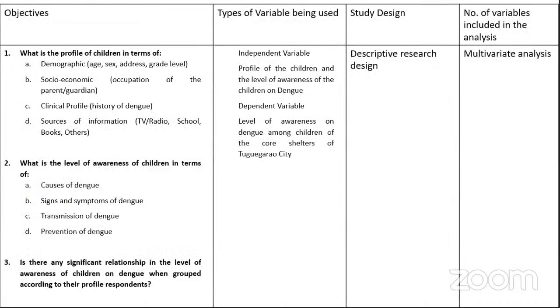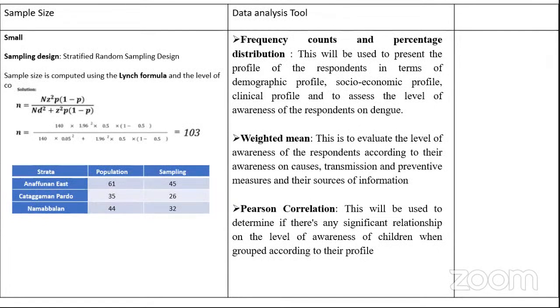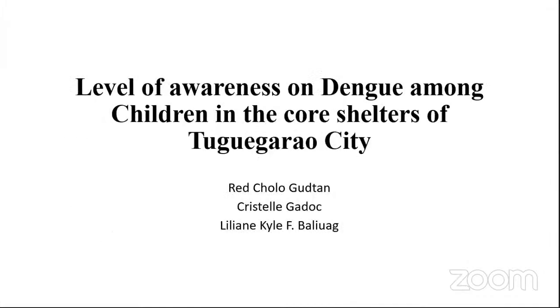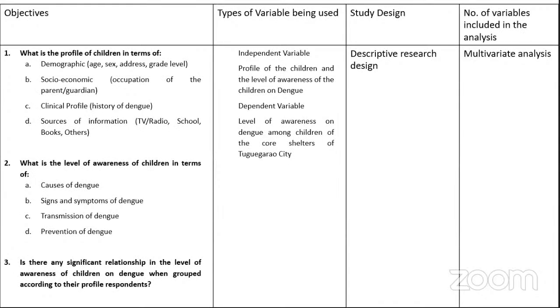Okay, so balik mo dyan sa objective mo. Ano ba yung formula na sinabi mo? Lynch formula po. Anong Lynch formula yun? Cochran's. Okay. Anyway, that's actually Cochran's or Slovin's or what? I don't know. But anyway, let's go back to your objectives. Your title pala is Level of awareness on dengue among children in core shelters of Tuguegarao City. Children ang respondents mo? Yes, ma'am. Anong edad ng children? 6 to 11 po, ma'am. Okay. 6 to 11 minors.